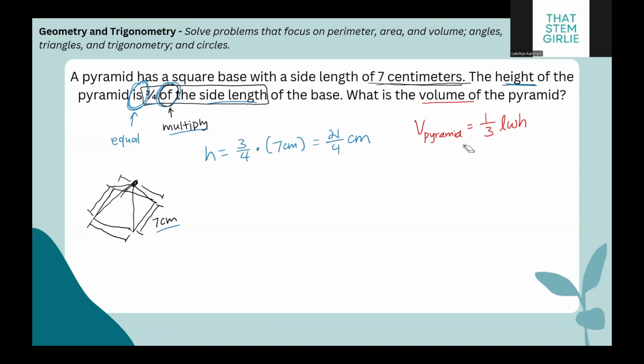So we have, okay, 1/3. Length and width are the same number. It's 7 centimeters, so 7 times 7. And then height, we just said, is 21/4. So I'm going to stick this in my calculator. So actually, you might notice that this 1 and this 21 cancel. So you end up with 7 times 7 times 7 divided by 4, which will get you 85.75. And this is in centimeters cubed.